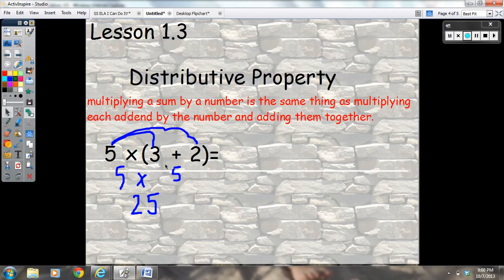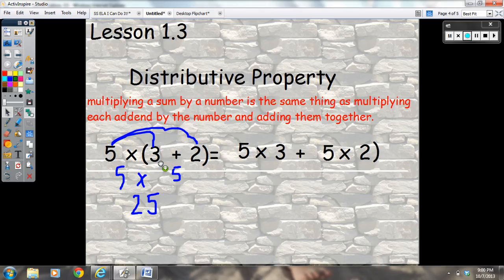So I'm going to take this 5 and I'm going to multiply it by this 3. Then I'm going to take this 5 and I'm going to multiply it by this 2. So if I take this 5, multiply it by 3, this 5, multiply it by 2, and then add them together, I should get the same answer. Let's see if it works out.